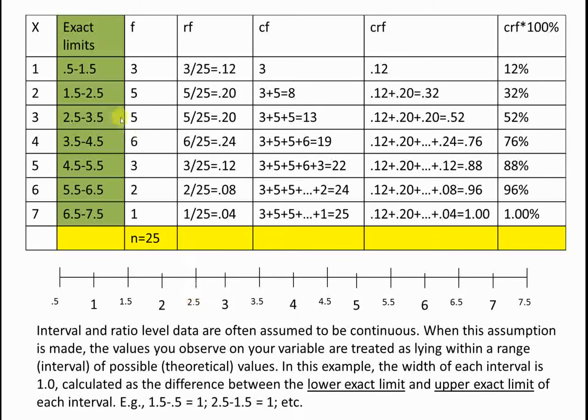The upper exact limit of that interval, 2.5, touches the lower exact limit of the interval containing 3, and so forth. So you have basically lower exact limits and upper exact limits representing the bounds for each particular interval, and those intervals touch each other.